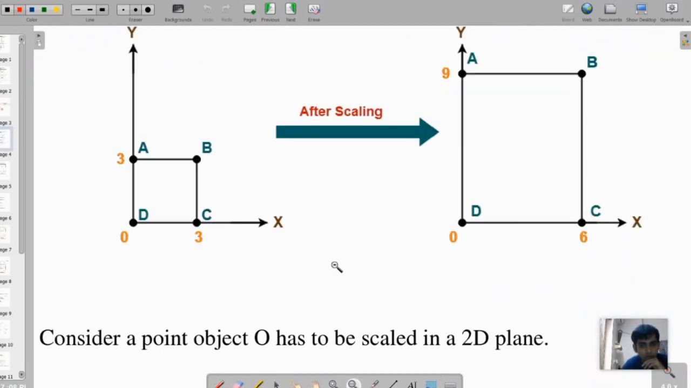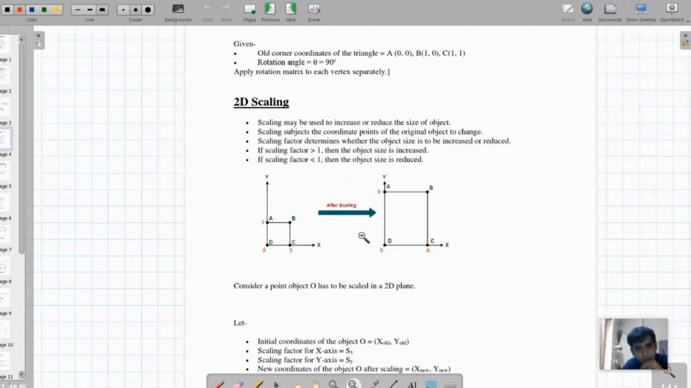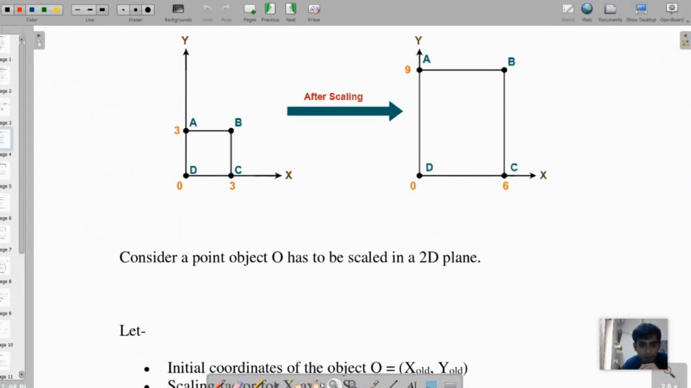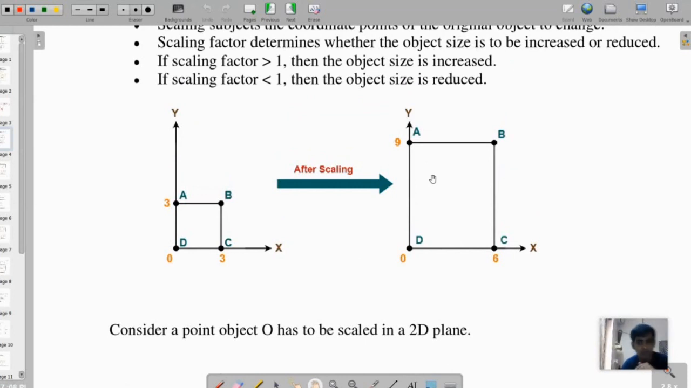I think I have to shrink this a little. No, I need to expand this a little more. Yes, drag it a little to the middle of the screen. Now I think it is visible to all of you. Here you have a polygon ABCD in an XY coordinate system. You can see it here. Now, after scaling, that means you have magnified it. After scaling, you get an enlarged version of this, right?